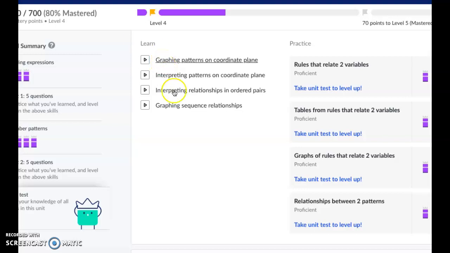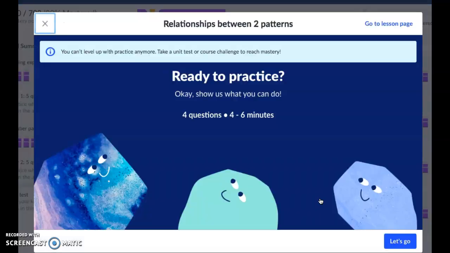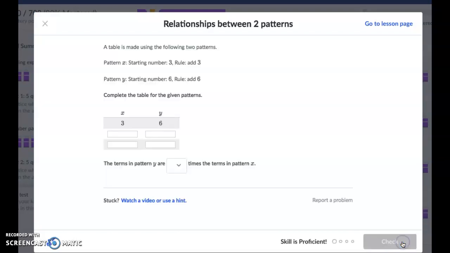Algebraic Thinking from Khan Academy, and we're working on the last subtopic, relationships between two patterns. A table is made using the following two patterns. Pattern X, starting number 3, rule, add 3. Pattern Y, starting number 6, rule, add 6. Complete the table for the given patterns.